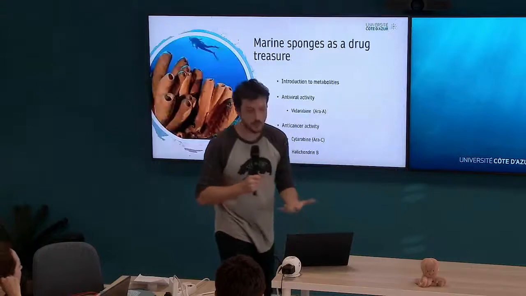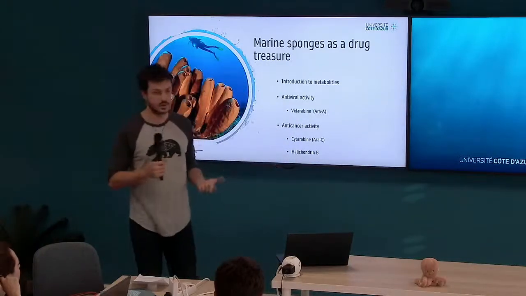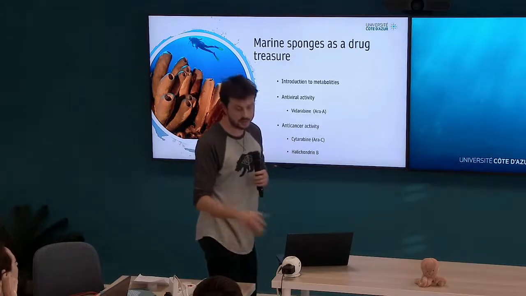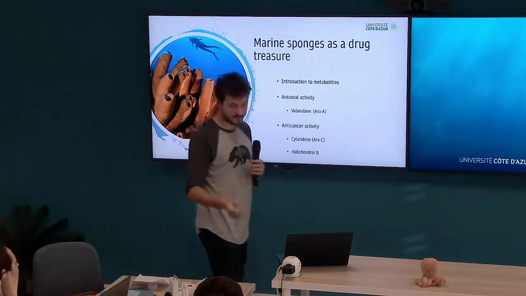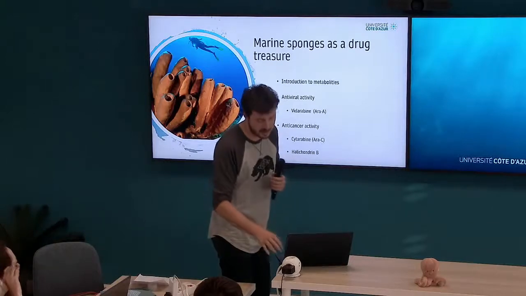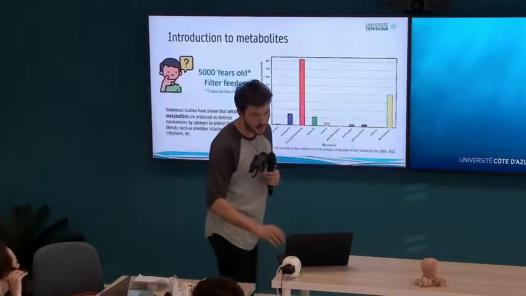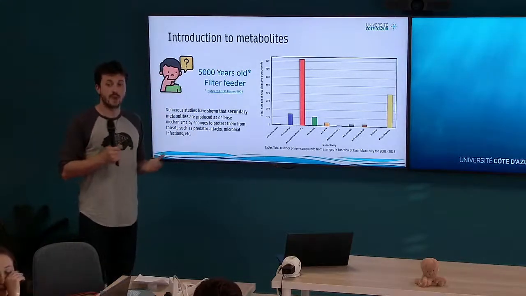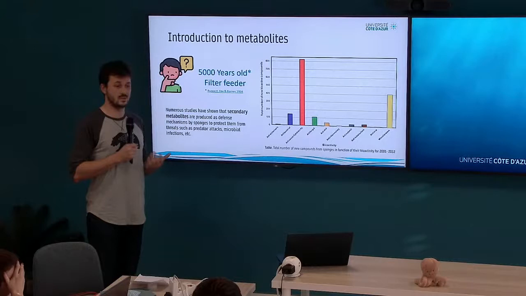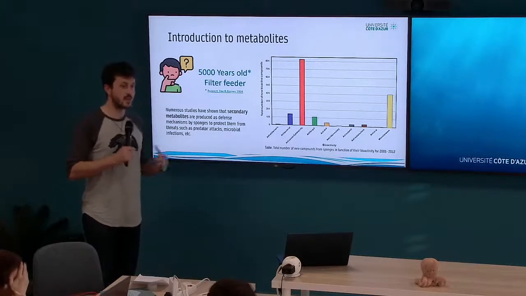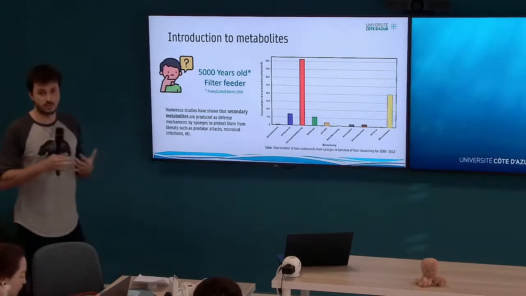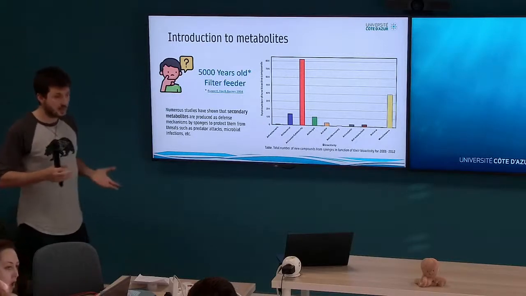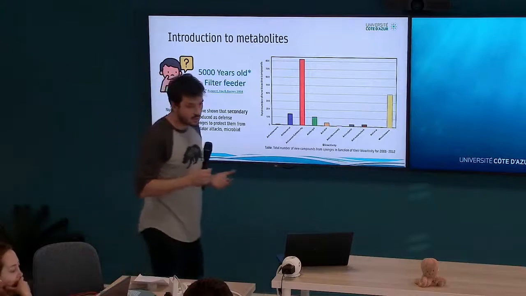So we will present to you why marine sponges are a drug tracer. First, a small introduction to metabolites, and then we will see three different pharmaceutical applications. So first, sponges can live up to 5,000 years. It's an animal, a filter feeder. They are living in an environment with a lot of microbes and predators, and they are able to live until 5,000 years old. So why?